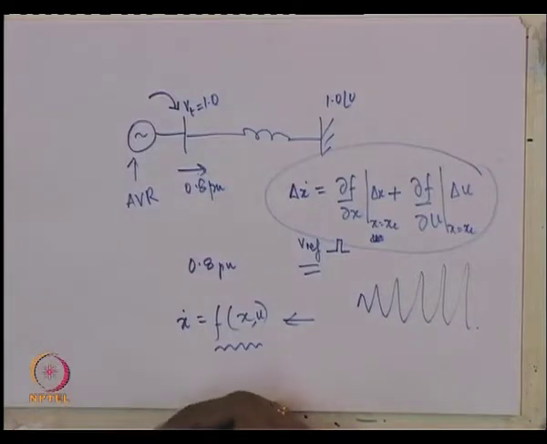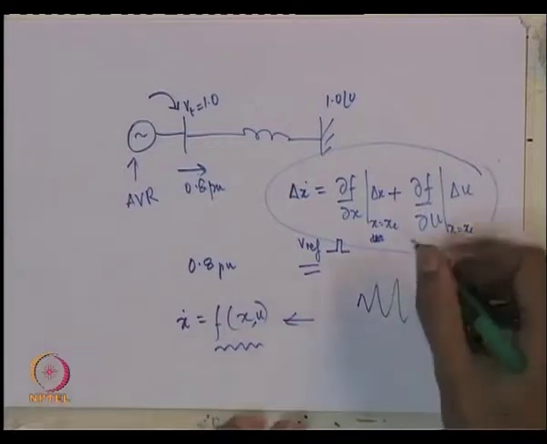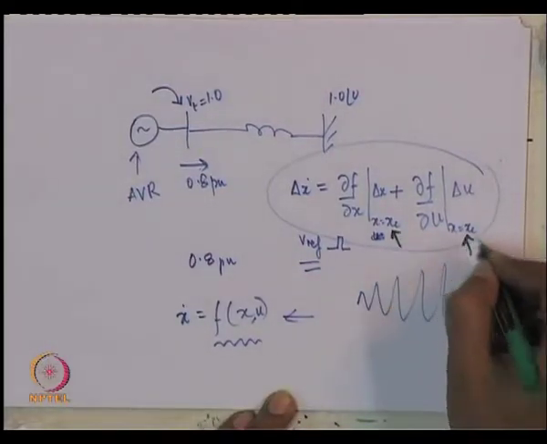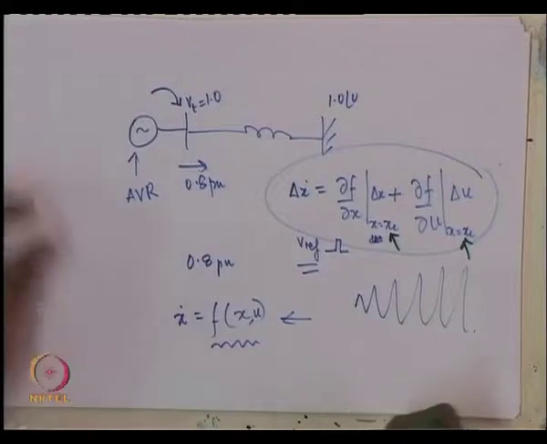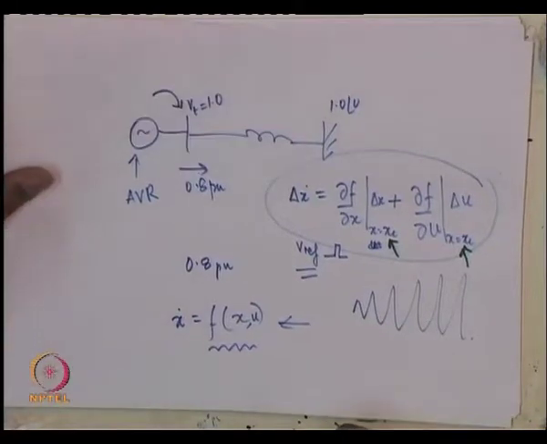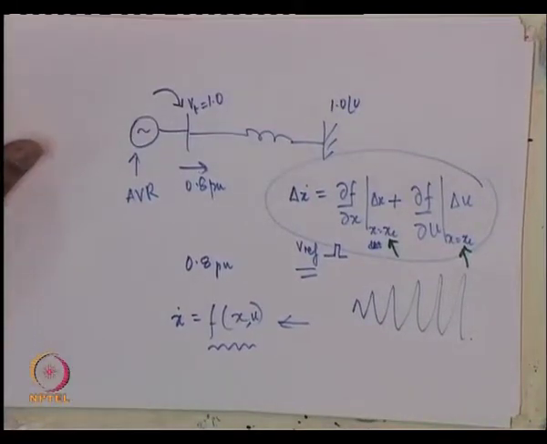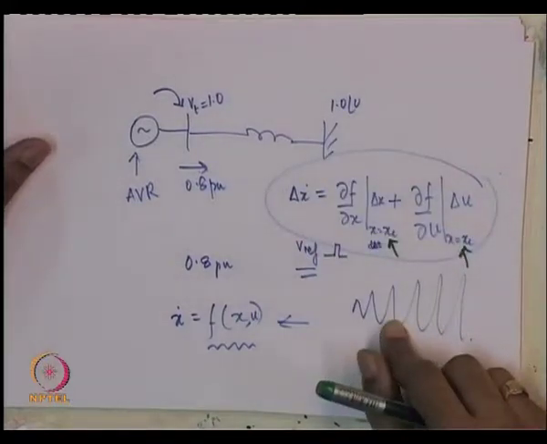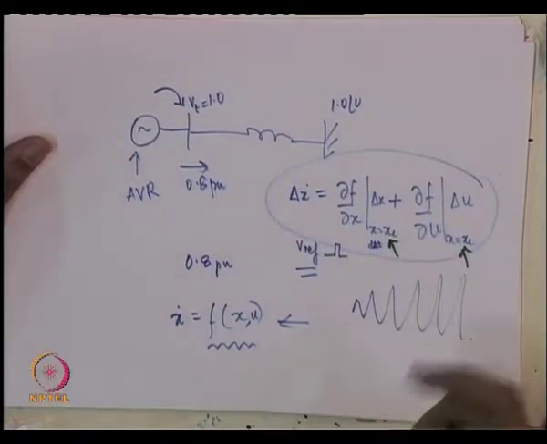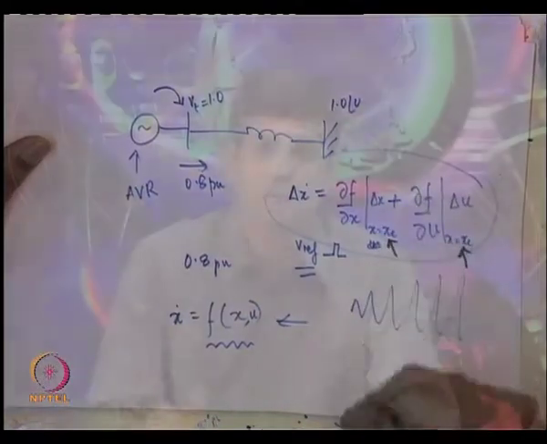So, the point is that the small signal behavior of the system would depend on the equilibrium point. You could have a perfectly normal system at a particular equilibrium point, but you go to another equilibrium point and you may find that for any small disturbance, the oscillations may not die down with time after a disturbance.